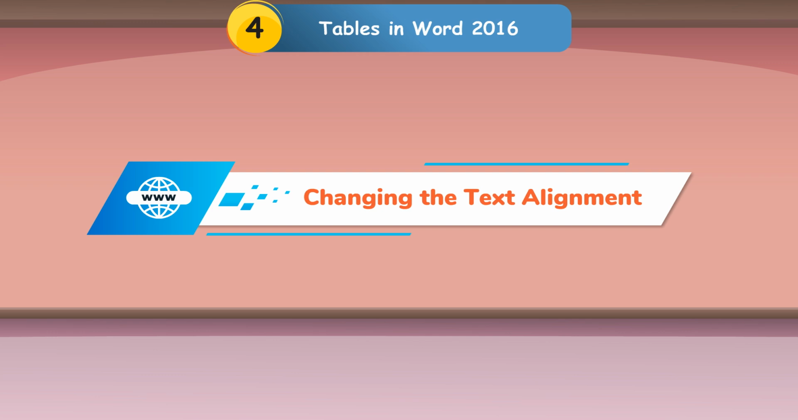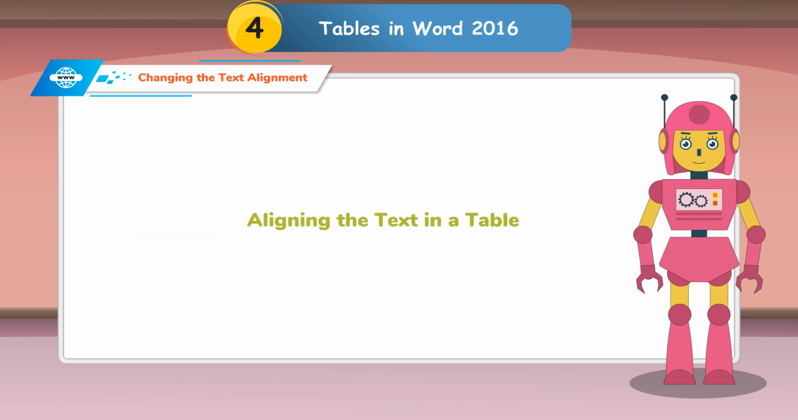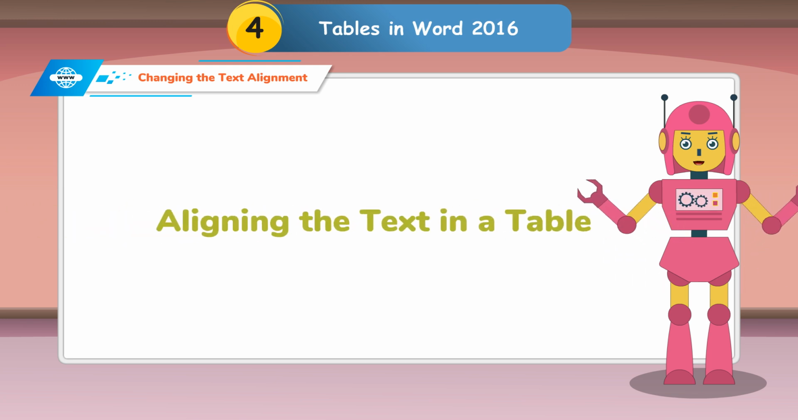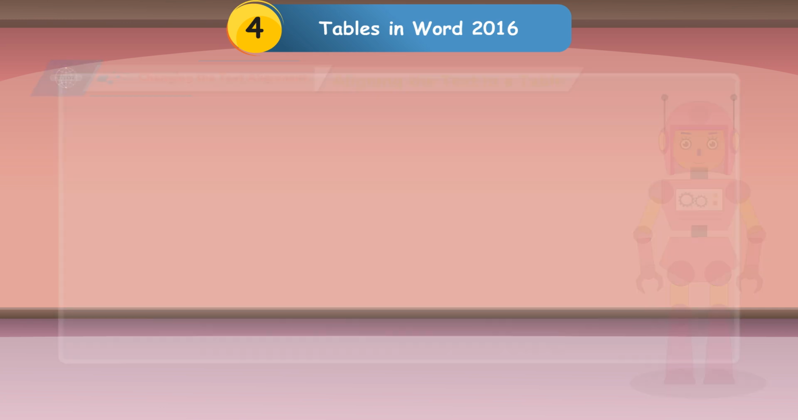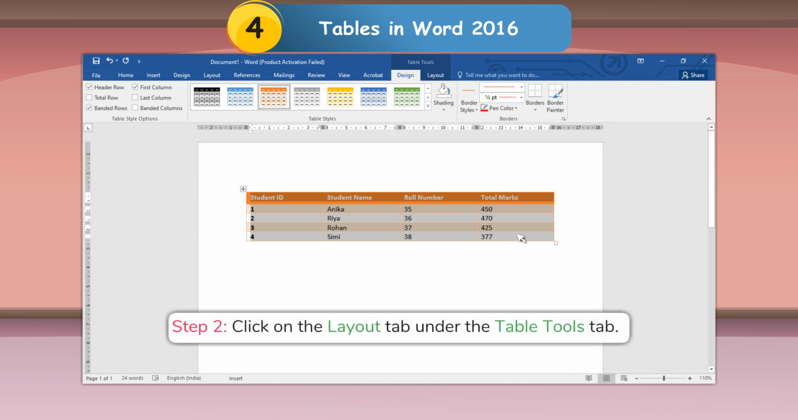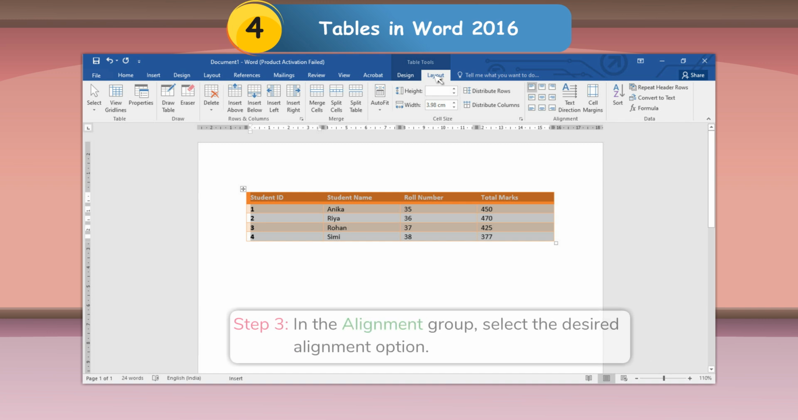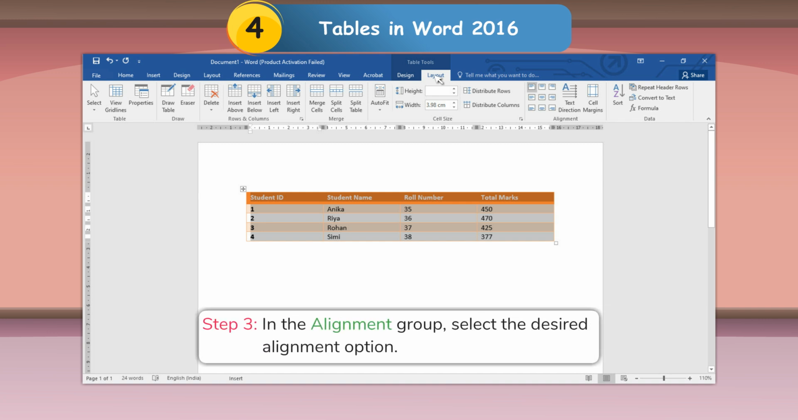Changing the text alignment. Adjusting the text alignment in a table allows you to position text within the cells to make the data more readable and visually appealing. Aligning the text in a table. Step 1. Click and drag to select the cell or cells where you want to change the text alignment. Step 2. Click on the Layout tab under the Table Tools tab. Step 3. In the Alignment group, select the desired alignment option.